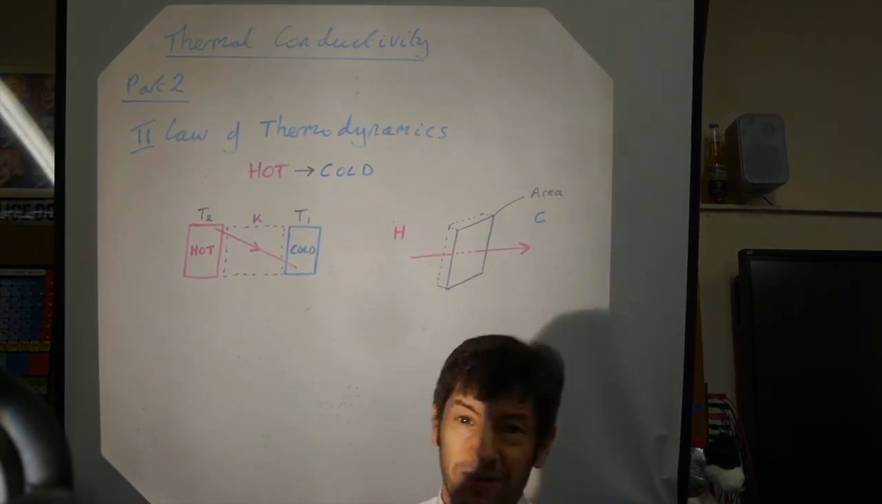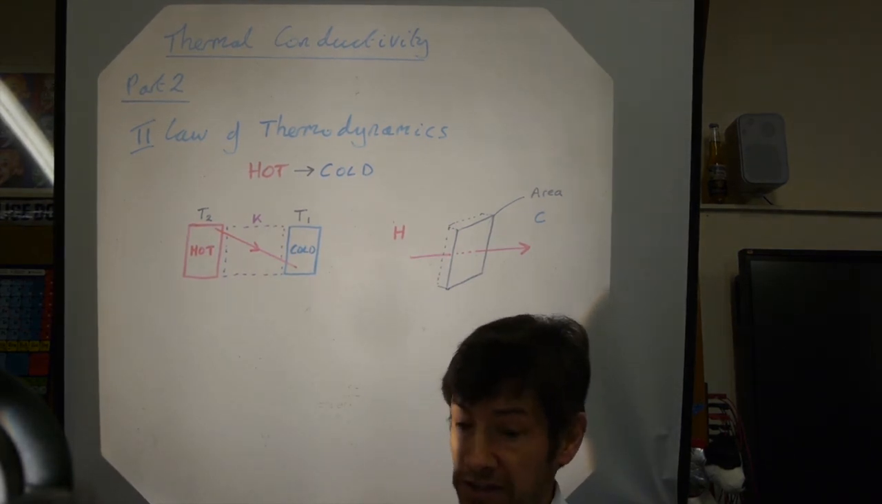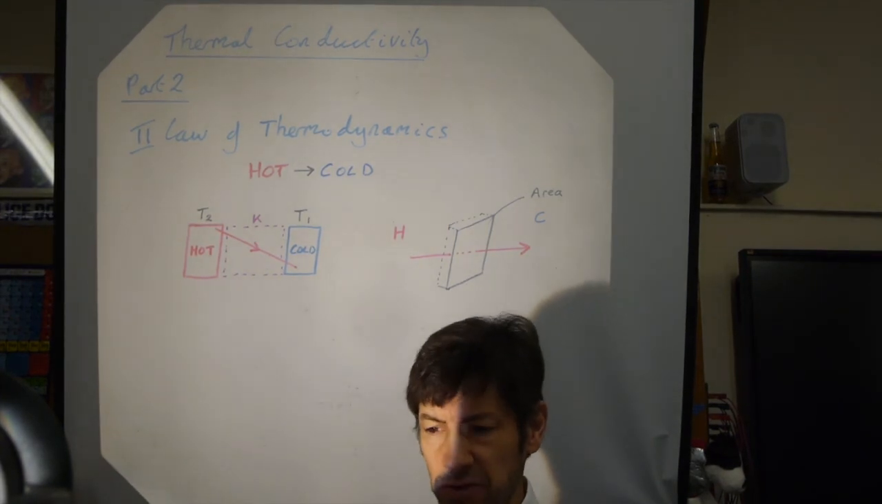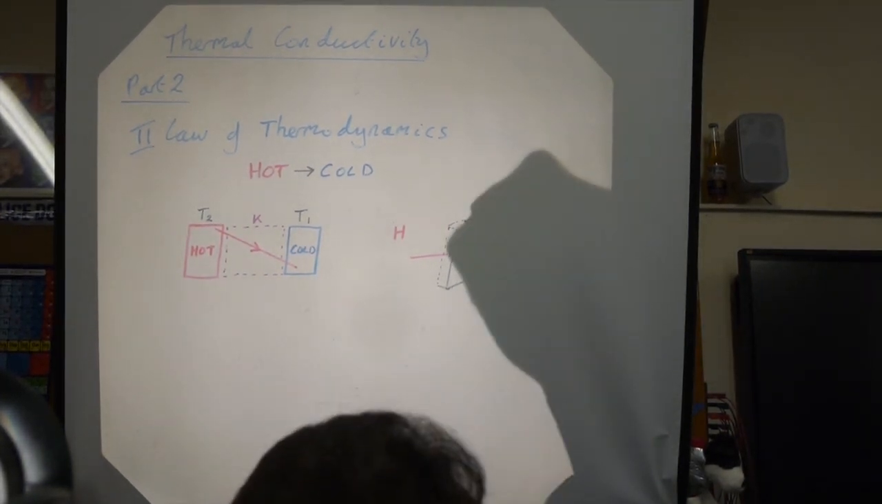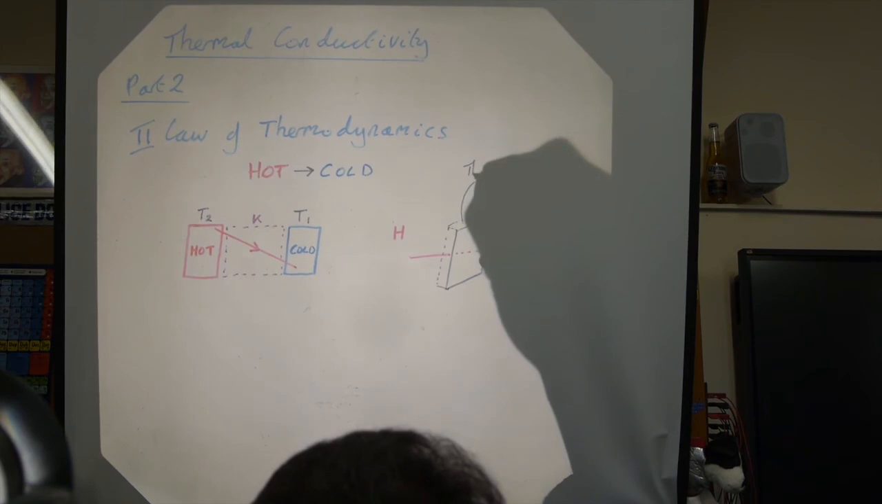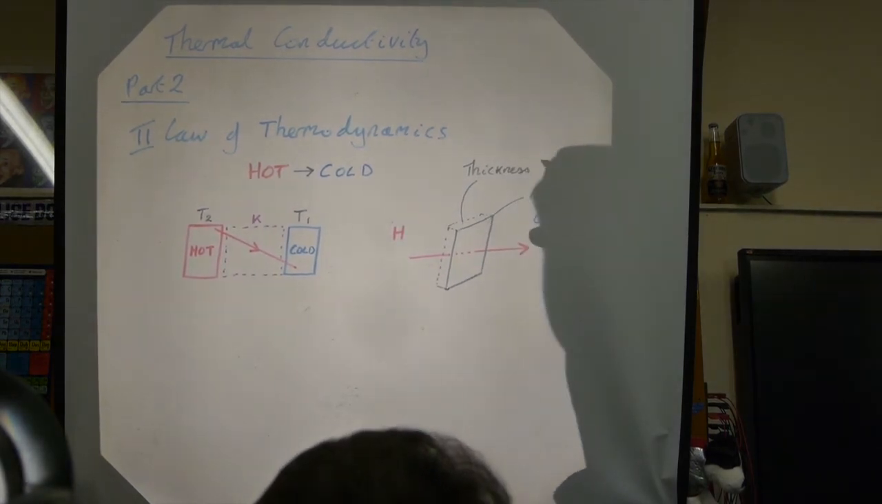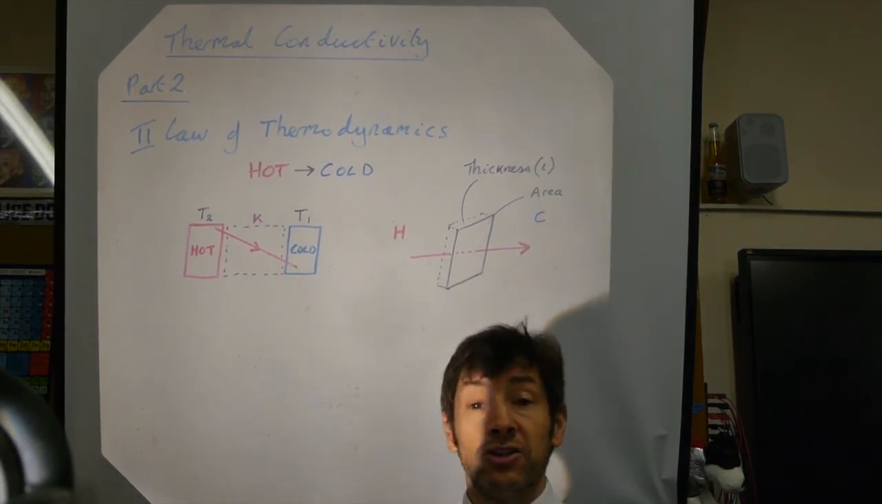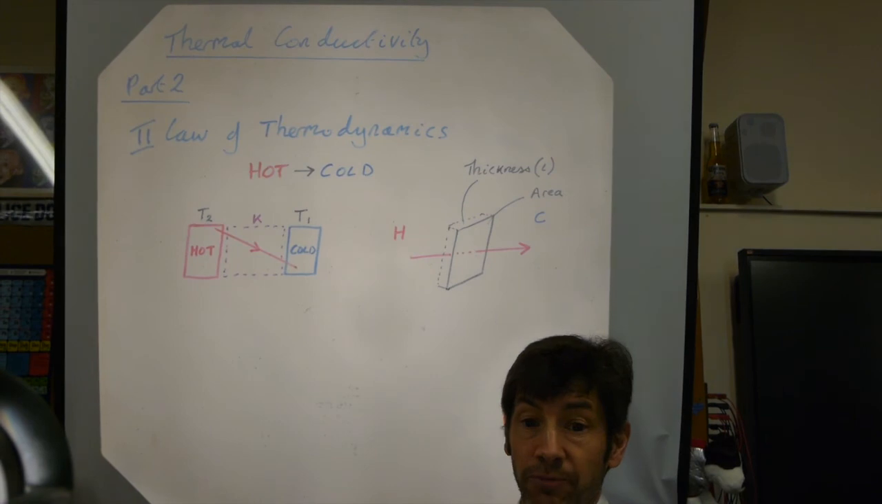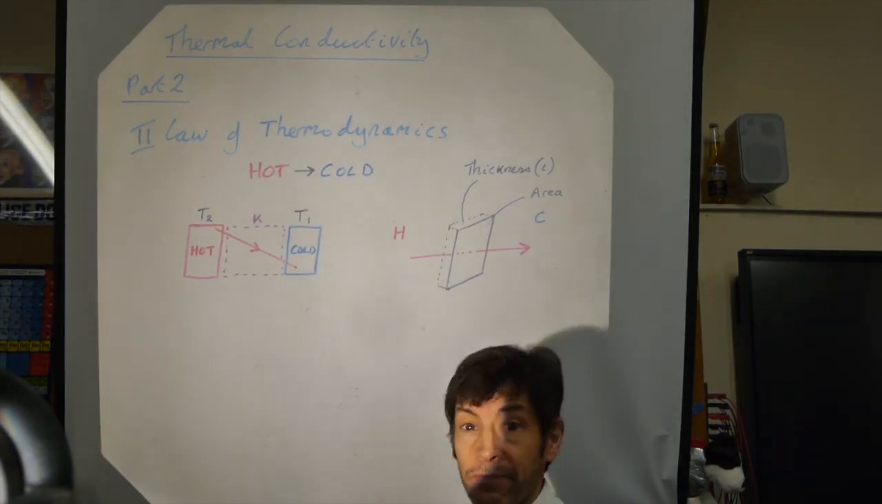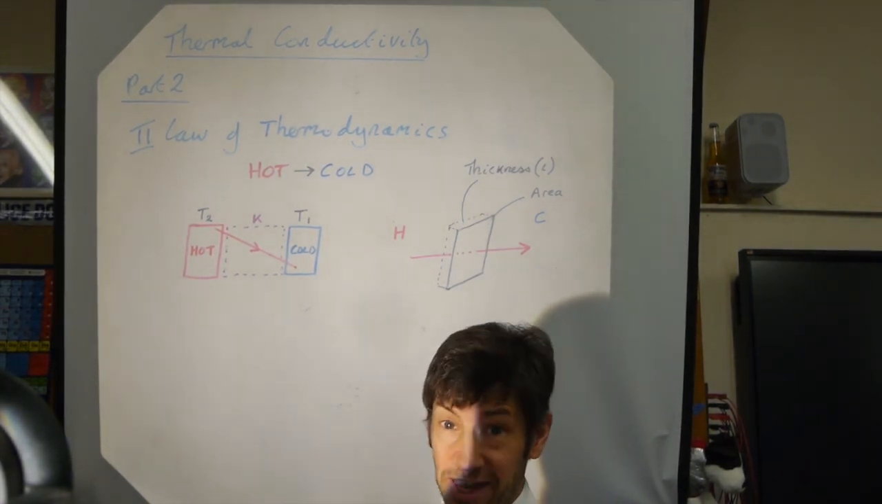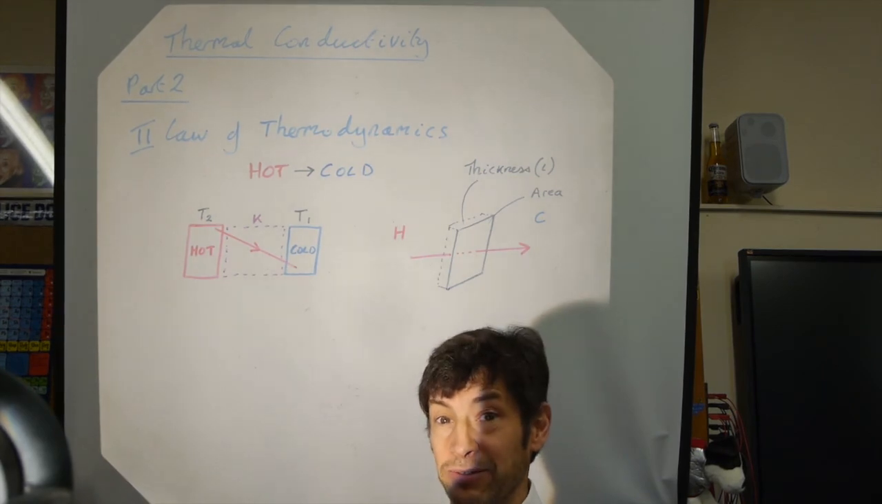Now, it's going to get a bit confusing. If we use T for thickness, then that gets confused with T for temperature. So this thickness here, we're going to give the little letter L to. That shows us the thickness of the material that we are looking at. So now what I'm going to do is get just a little bit more mathematical.